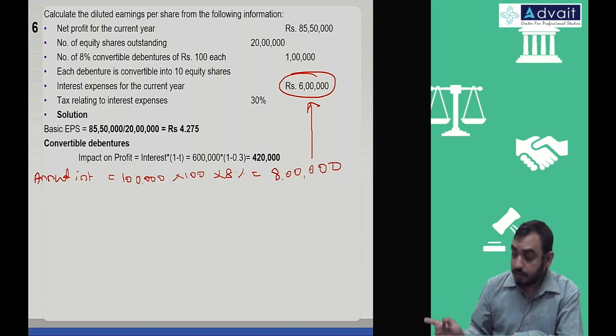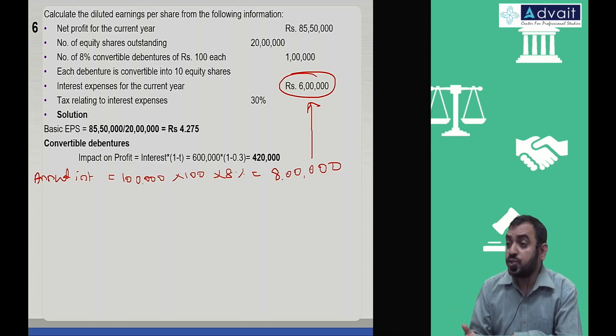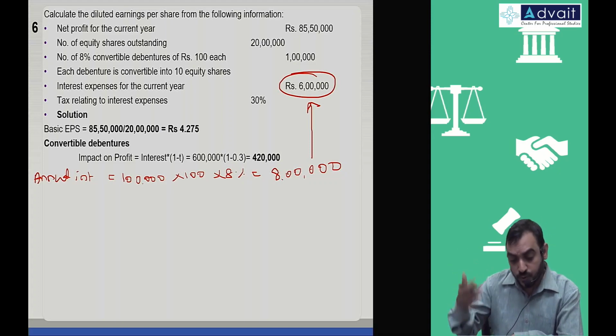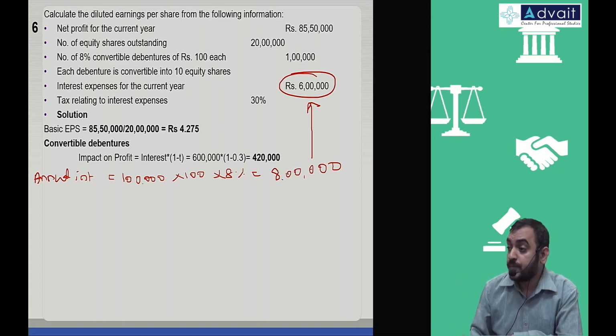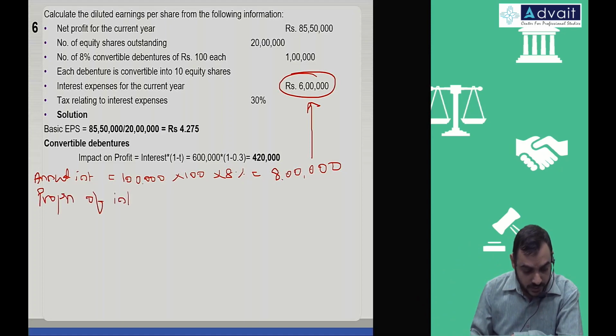So when you take the lower amount of interest, even your number of shares should be proportional in nature. Whatever proportionate interest expense you considered, the number of shares also should be proportionate, because when you say incremental EPS, the numerator and denominator should be matching in nature. If your interest expense is for part of the year, your number of shares also should be proportionate. So what is the proportion of interest expense?